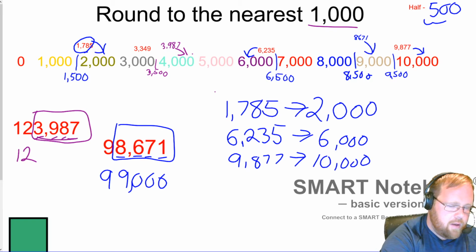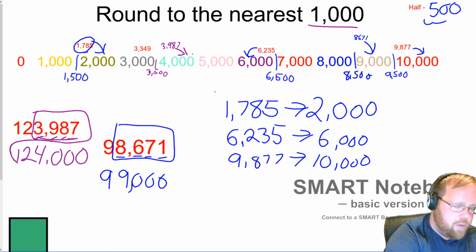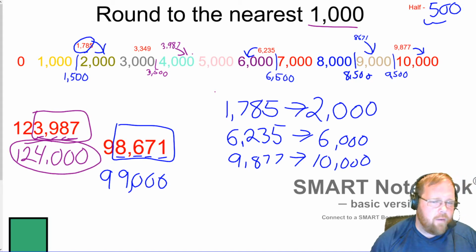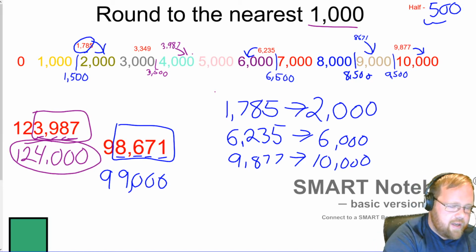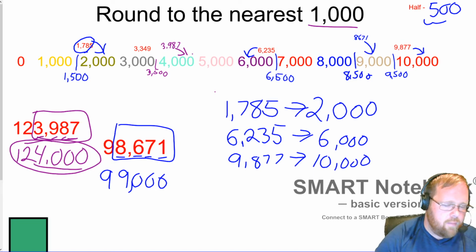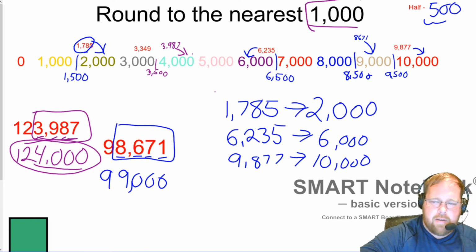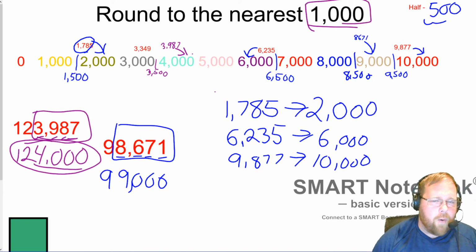So this becomes 4,000. And your answer would be 124,000. Do you see how the answer has 4,000 in it? That's because we're rounding to the nearest 1,000. All right. Take a little break. We did a lot right now. And then come back when you are ready to do 10,000s and 100,000s.